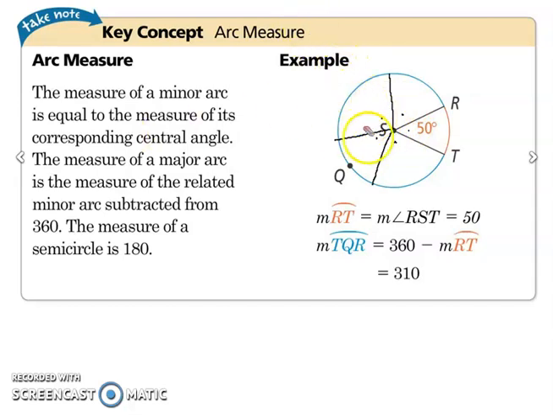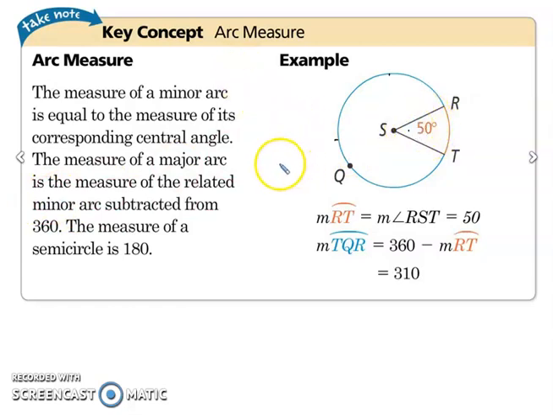So that way, if I were to find the measure of the other angles, maybe some other angles in here, like this really long angle going around the outside, I know that it's going to be 360 subtracted by whatever the other angle is, which is 50.